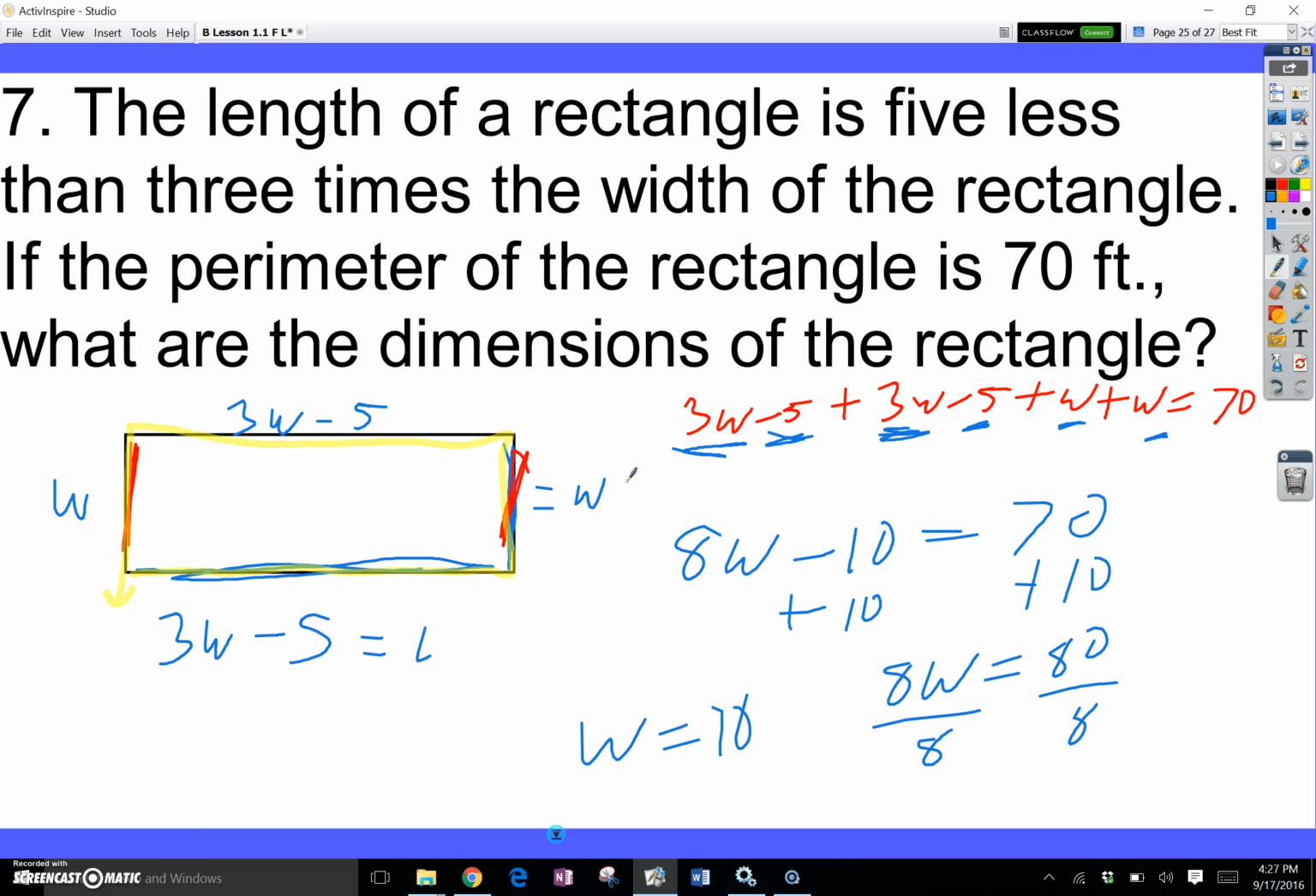So that means since w equals 10, that's what these sides equal, 10 and 10. And then the length is 3 times 10 minus 5. 3 times 10 is 30, minus 5 equals 25. That means both lengths are 25. And we can double check. 25 plus 10 is 35, plus 10 is 60, plus 10 again is 70.